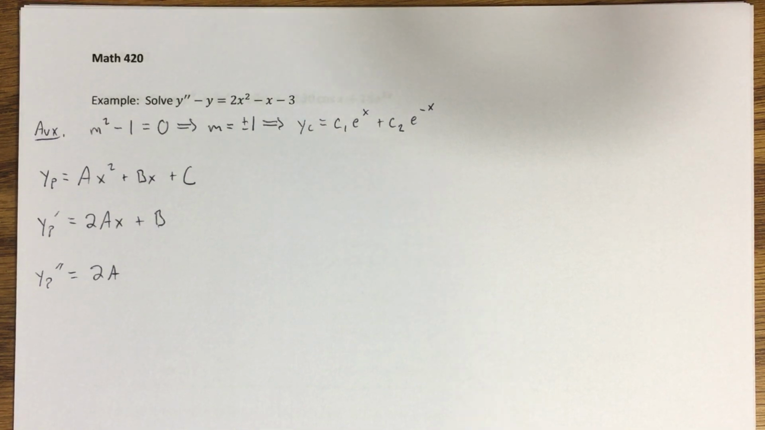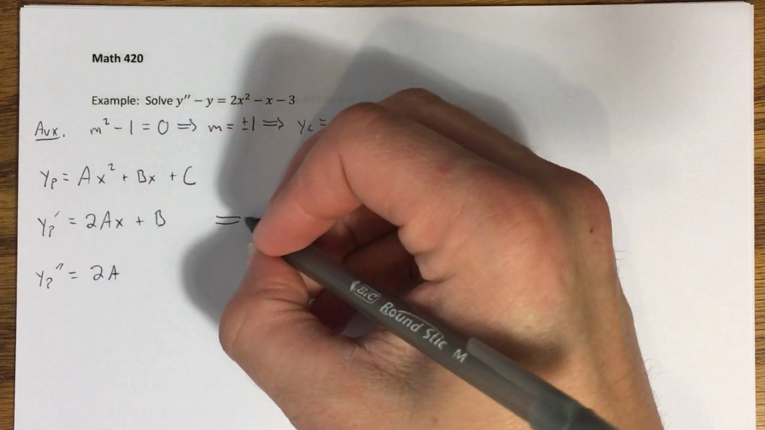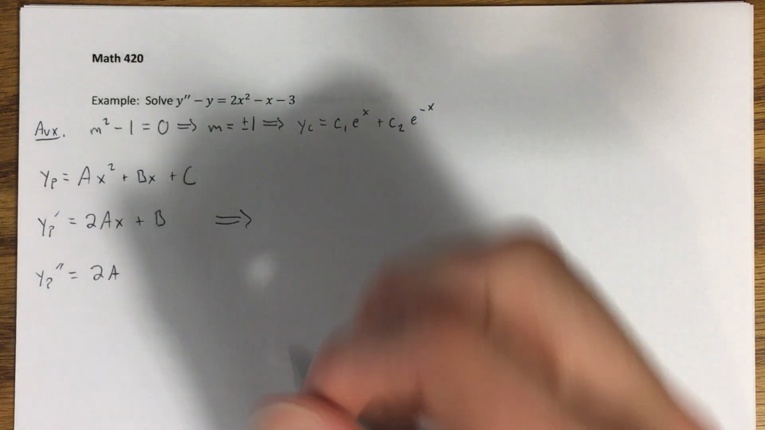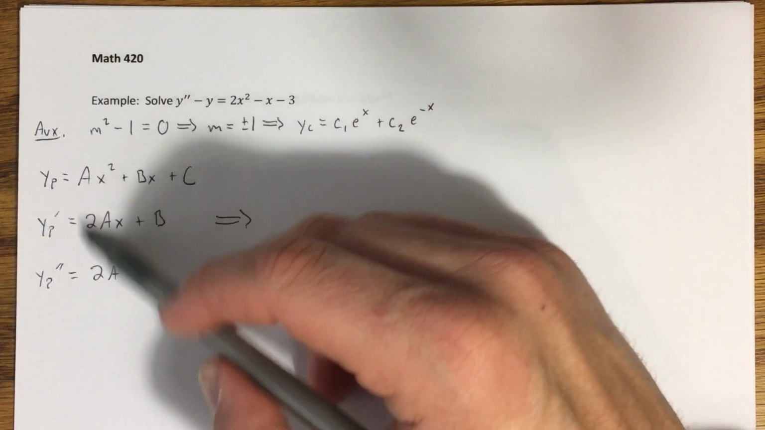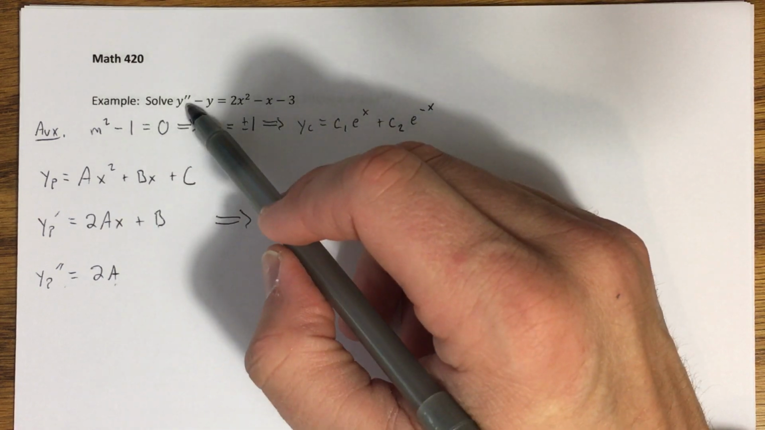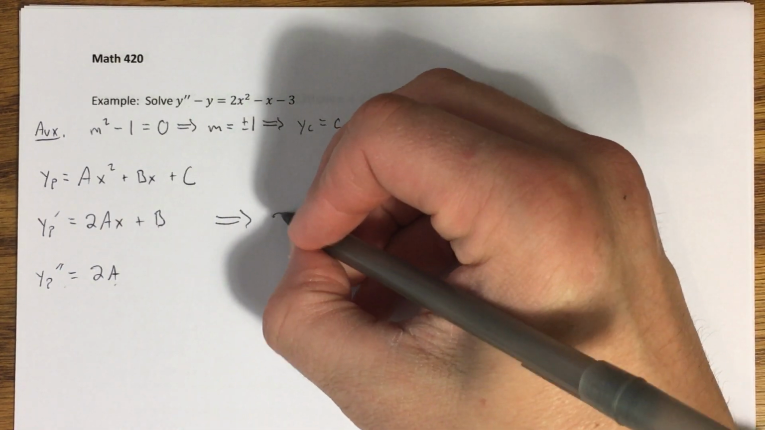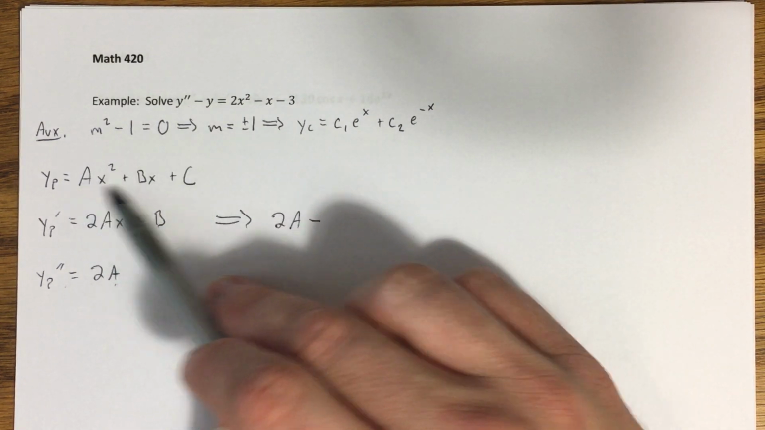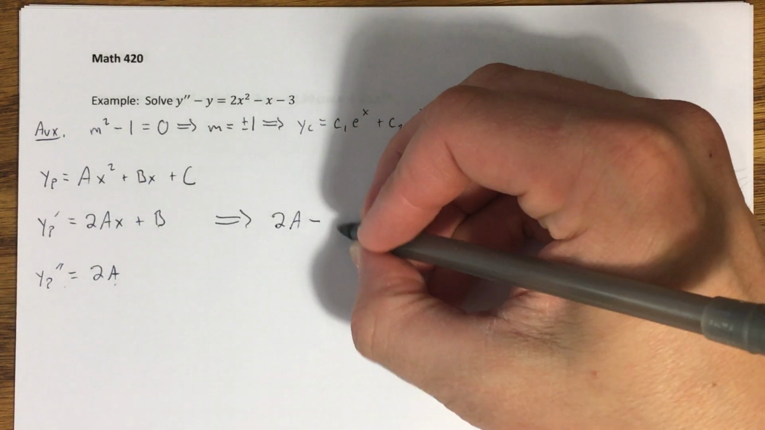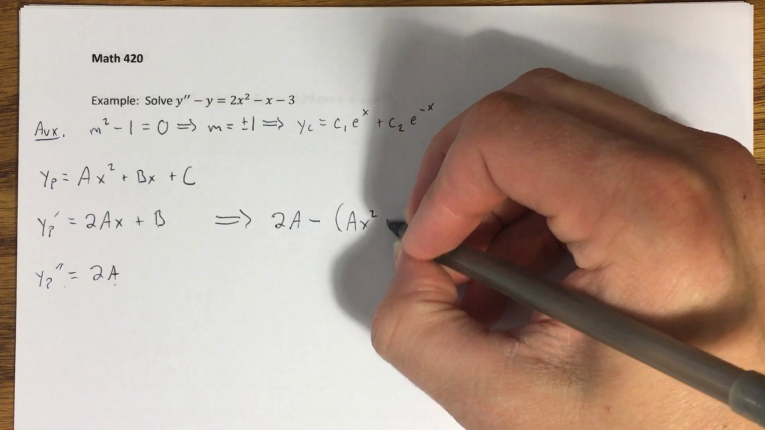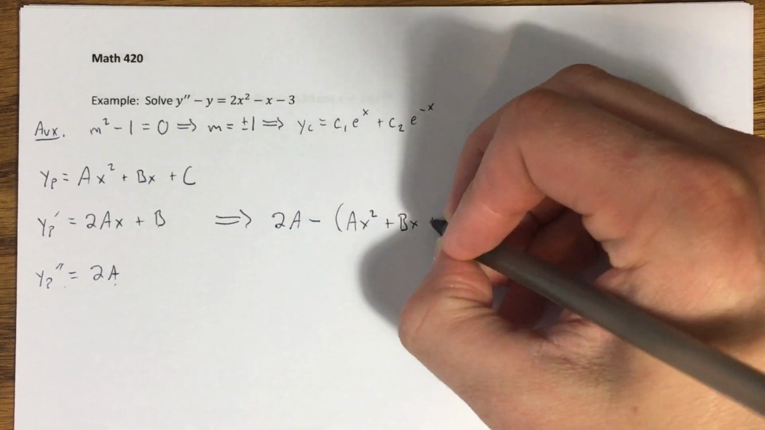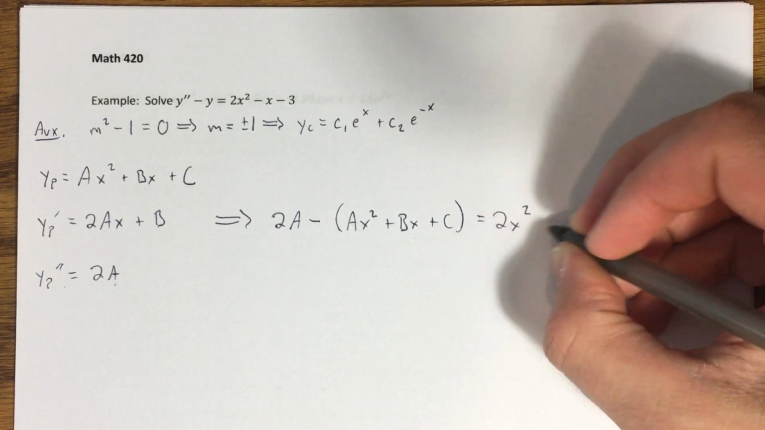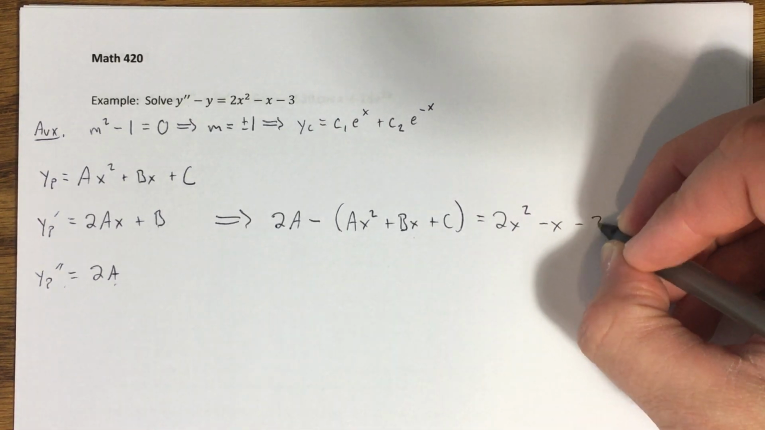Okay? So let's put this into our differential equation and see what happens. If I put yp double prime in for y double prime here, I'm going to get 2a minus y, and here's my guess for my y: ax squared plus bx plus c, and we're setting that equal to 2x squared minus x minus 3.